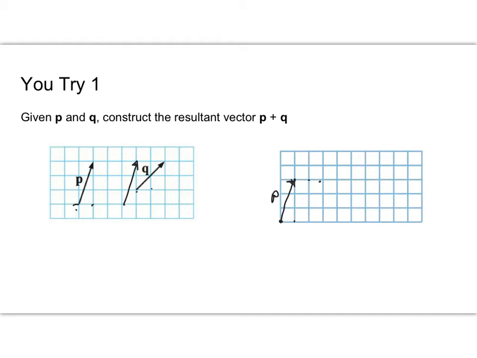So over 2, up 2. Oh, it's a good thing I started there. I would not have enough room if I didn't. My resultant, oh, forgot to write P or Q. My resultant vector starts at the beginning, ends there. So that's my resultant vector P plus Q. Hopefully you got that right.